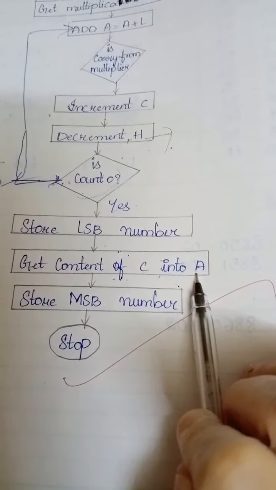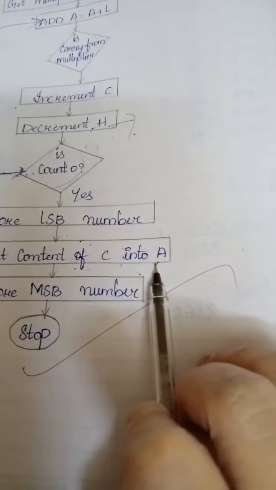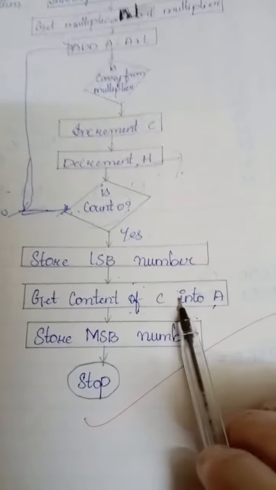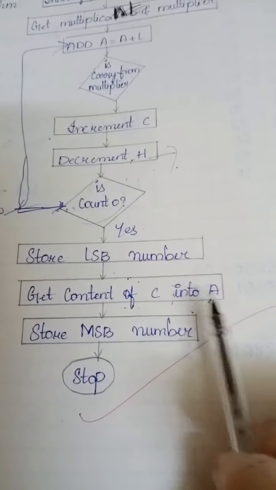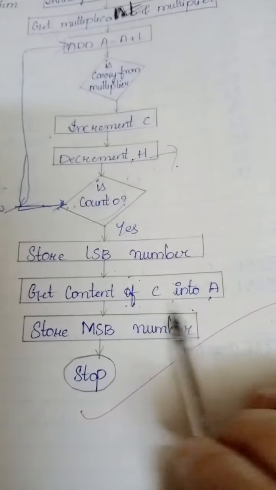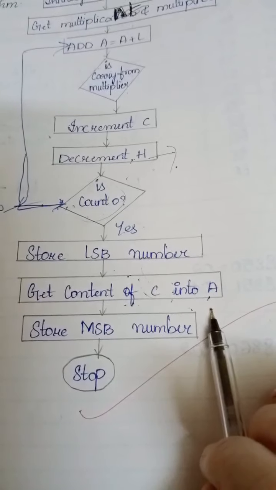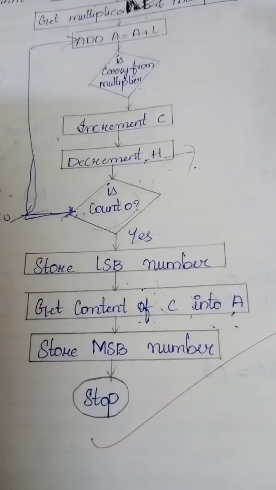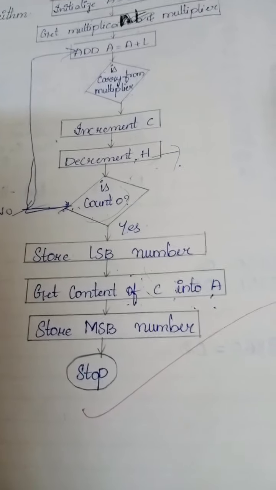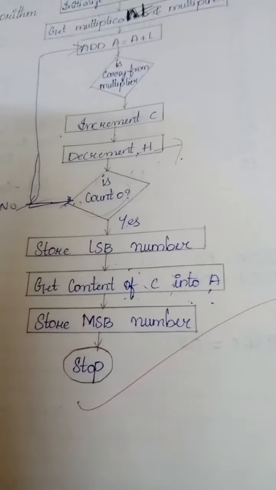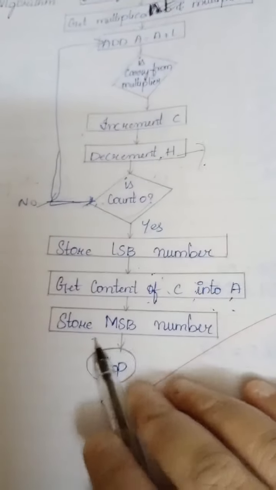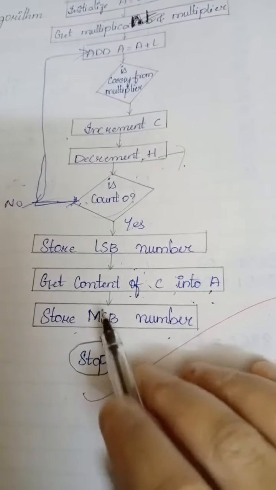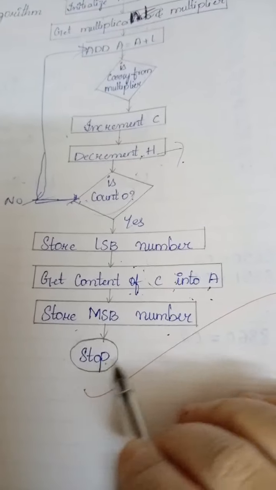Why should we move the C register into A? Because when you want to store the carry in a memory location, you have to compulsorily empty the register, that is nothing but the C register, and you have to move it to A, because A can only contact the memory location, because whatever data we are loading in the memory location itself, the result also we want to see in the memory location itself. So store MSB number. MSB means most significant bit number will be here, and then finally we will stop the program.